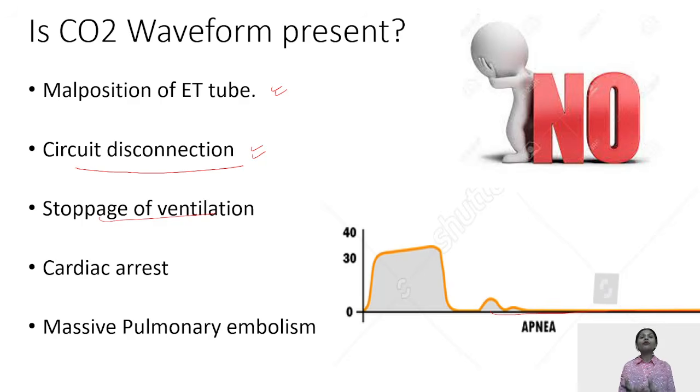And lastly, we can have malposition of the ET tube, that is, the ET tube has got dislodged. So in all these conditions, either metabolism, ventilation or circulation has been compromised to a very extreme degree. In that case, we have no CO2 waveform present. Disappearance of the CO2 waveform is the first condition. This comes in clinical scenarios where there has been a sudden disappearance of the EtCO2 curve. So what could be the reason out of these four?